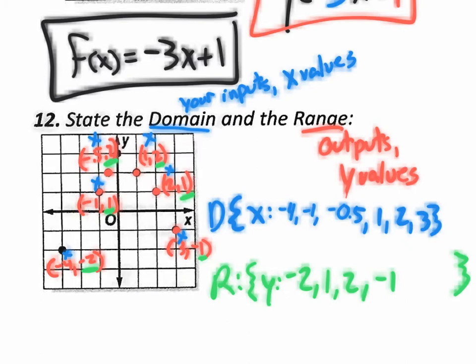They probably are going to put the list in order from least to greatest. But anyways, that's how you answer for domain and range. It's really no math involved. It's just knowing that the domain are your x values and the range are your y values.